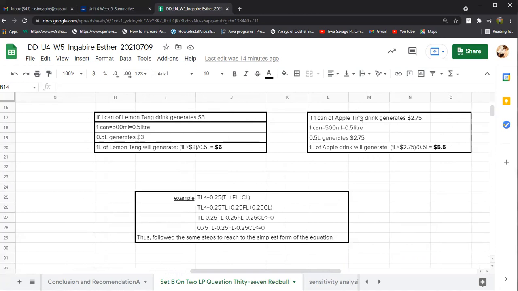And for the apple drink, they gave the profit of $2.75. So one can of drink is 500 milliliters, 0.5 liters, as they said in the prompt, and 0.5 liter generates 2.75. I did the same process, and I got $5.5 for the apple drink.